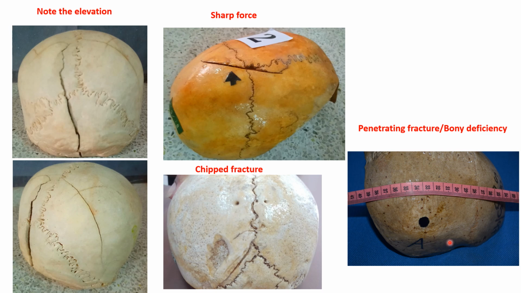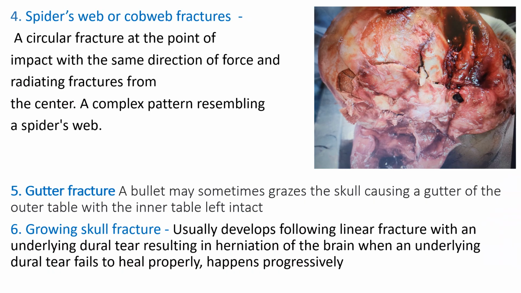Now there's a little difference between penetrating trauma and perforating trauma. If the object passes through and through, it causes perforating trauma when compared to this. This is penetrating, just penetration only, not through and through. Spider's web or cobweb fractures. It is a complex pattern resembling a spider's web, as you can see here. At the site of impact, you get a circular fracture surrounding the impact, and also there may be radiating fractures from the initial impact and outwards.